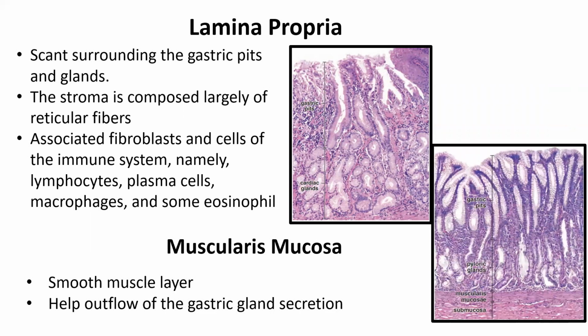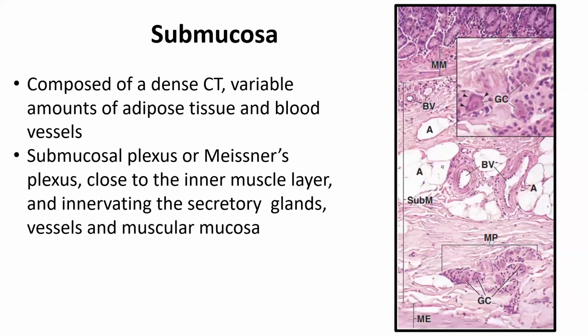The muscularis mucosa again has a smooth muscle layer. This is the last layer of the mucosa. It also helps pump out the gastric secretion. The submucosa: we have the mucosa, then the submucosa, composed of dense connective tissue. Fat cells can also be present, as you can see, and blood vessels. The submucosal plexus, or Meissner's plexus, similar to the esophagus, is present in the submucosa. The Auerbach's plexus is present in the muscularis.